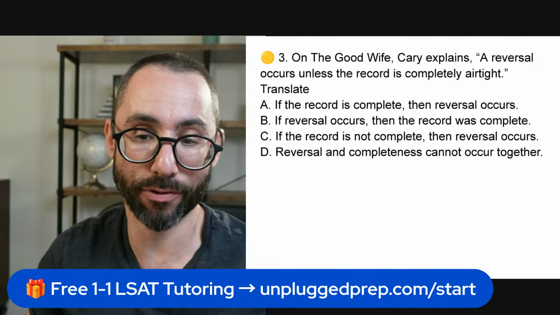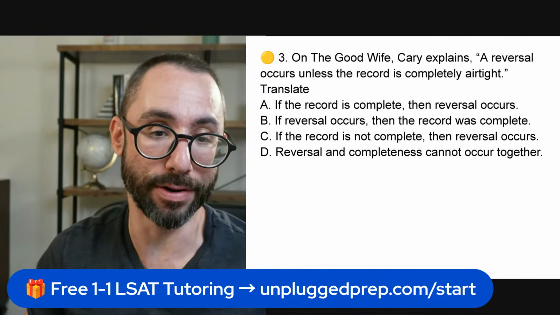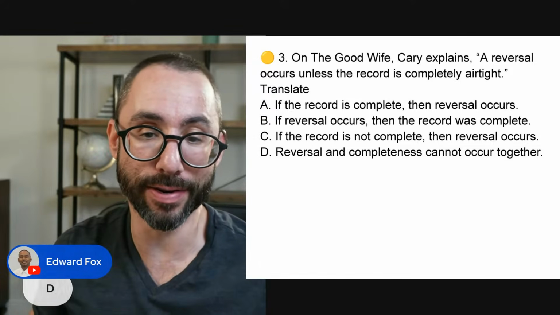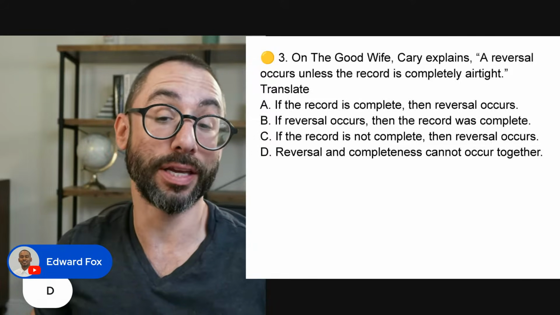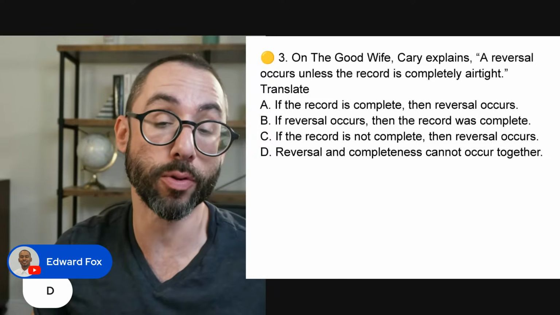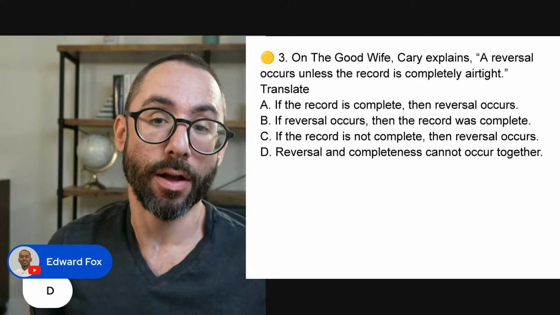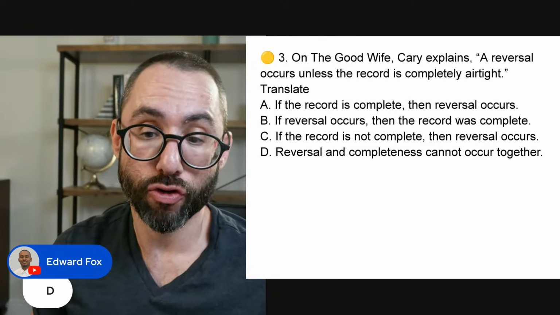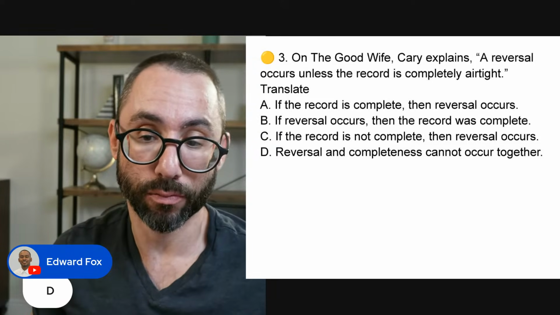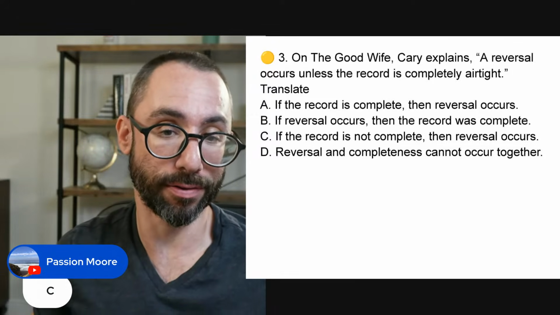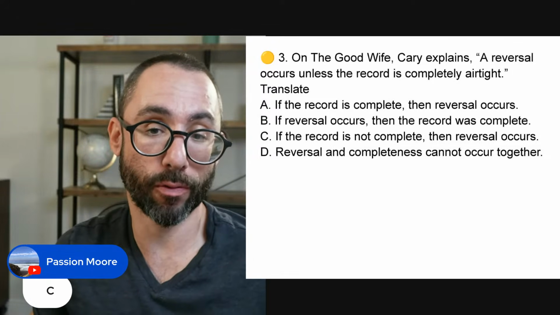And so we have one answer in the chat here applying that idea, right? But we got Edward saying D, reversal and completeness cannot occur together, meaning they are mutually exclusive or cannot coexist. That's saying there's no relationship at all. Do we necessarily know that from this statement, though? This statement says there is some relationship. We got Passion saying C. If the record's not complete, then reversal occurs.